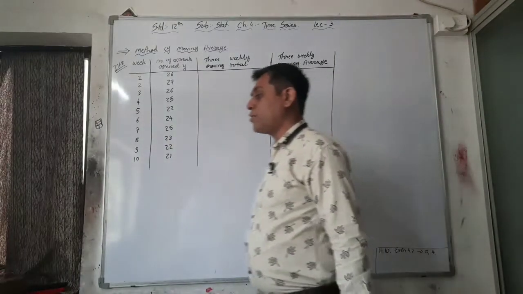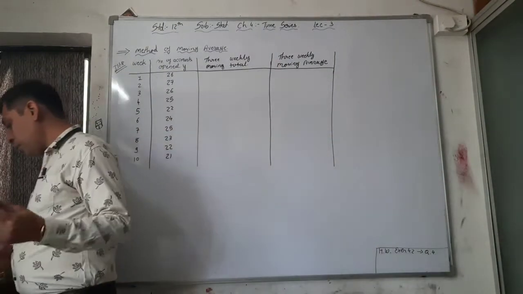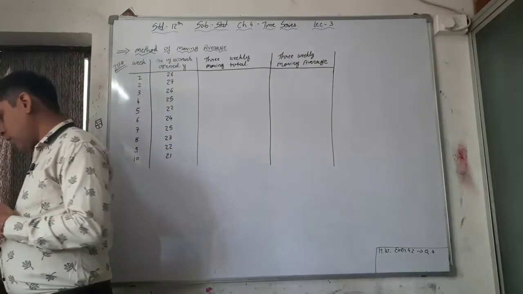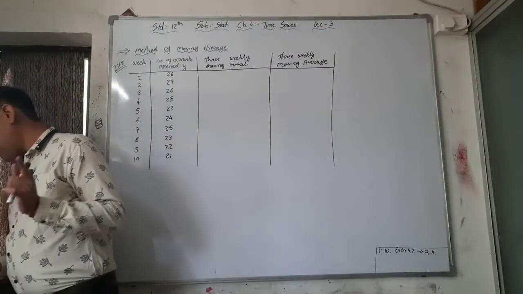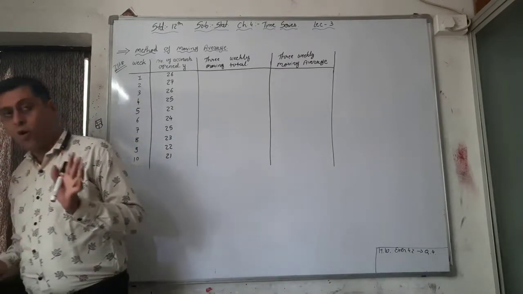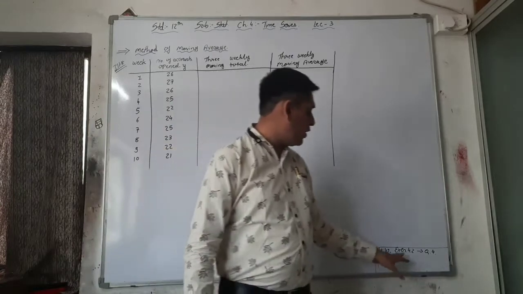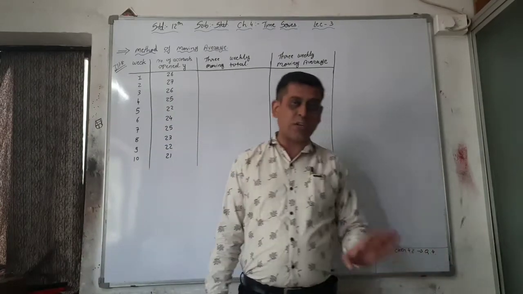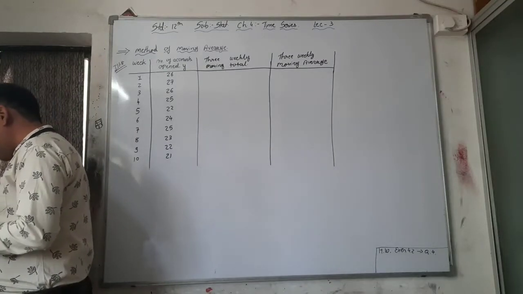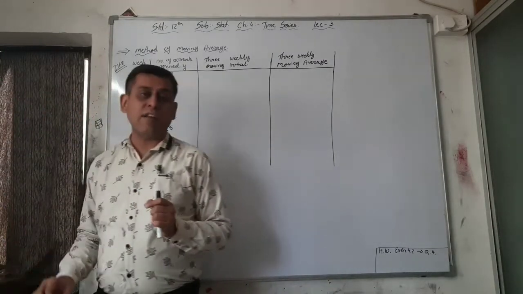Okay, complete illustration number 7. Now time for exercise 4.2. In my last lecture we were done with exercise 4.2 questions number 1, 2, 3 in your homework. Now today's homework is exercise 4.2 question number 4. Now the next method is method of moving averages.